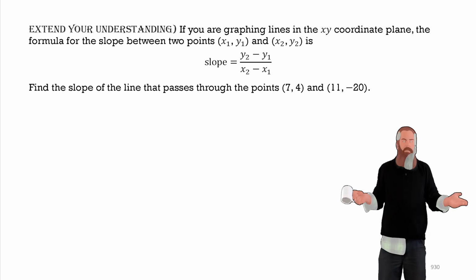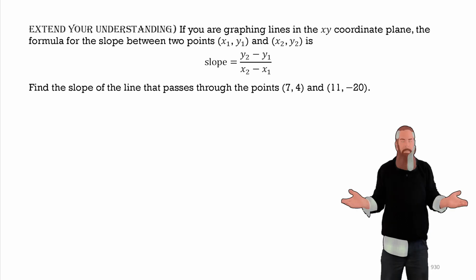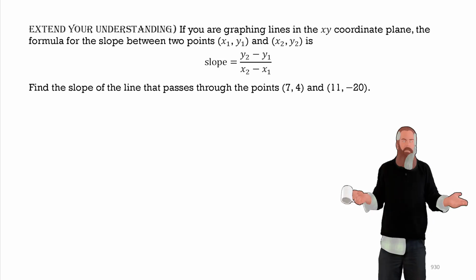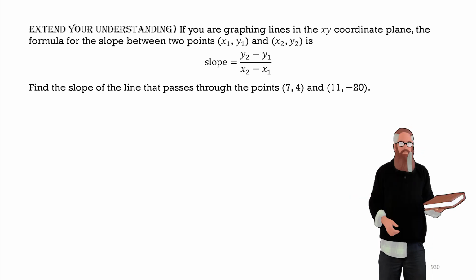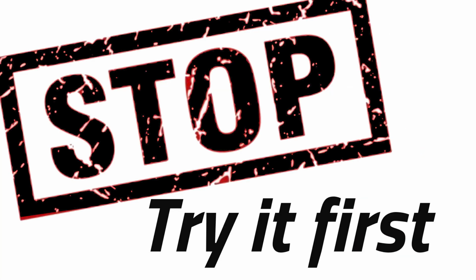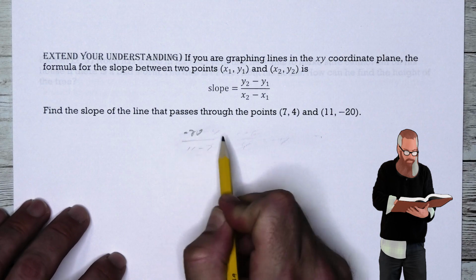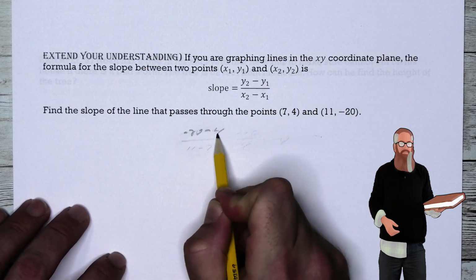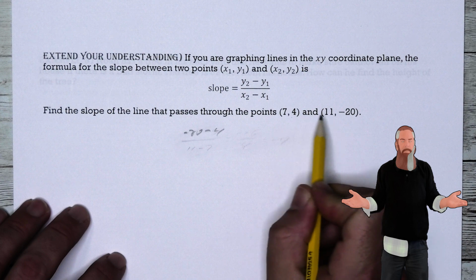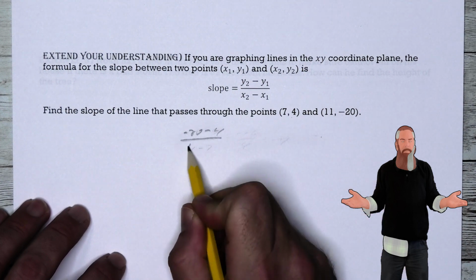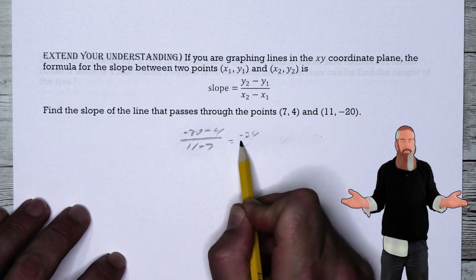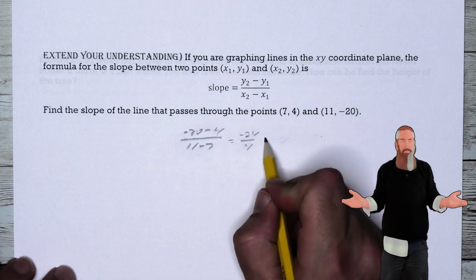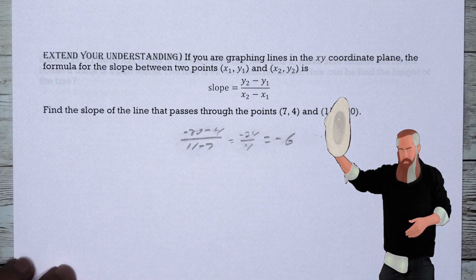If you're graphing a line in the XY coordinate plane, the formula for slope between 2 points is shown here on the screen. Find the slope of the line that passes through 7, 4, and 11, negative 20. This means we would be looking at negative 20 minus 4. Those are our y coordinates. Now that would be over 11 minus 7. This would give us negative 24 over 4. When simplified, that would give us negative 6.